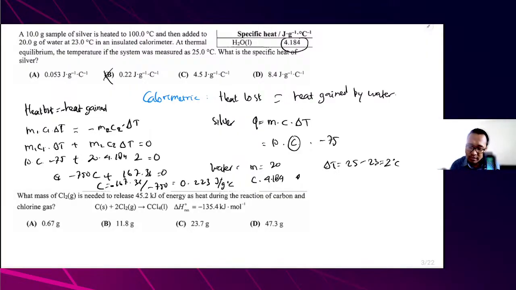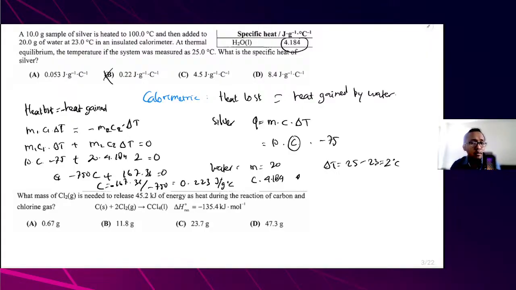What mass is needed to release 45.2 kilojoule of energy as heat during the reaction of carbon and chlorine gas? Okay, what mass of Cl2 in gram is needed to release this energy? How to solve this problem? Still the same. This is enthalpy, or stoichiometry and enthalpy.